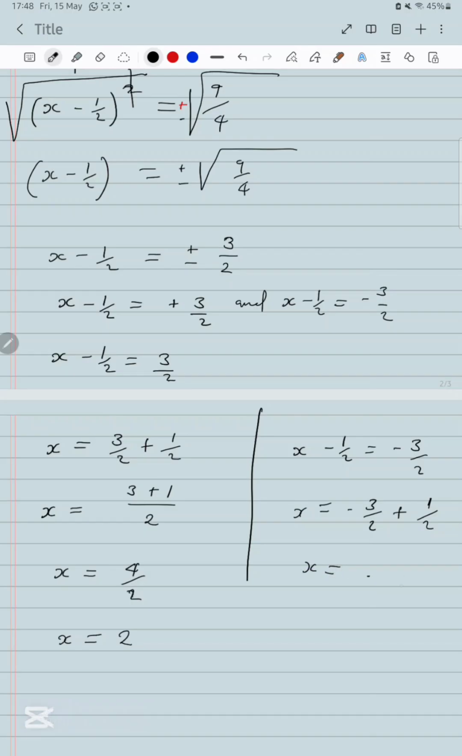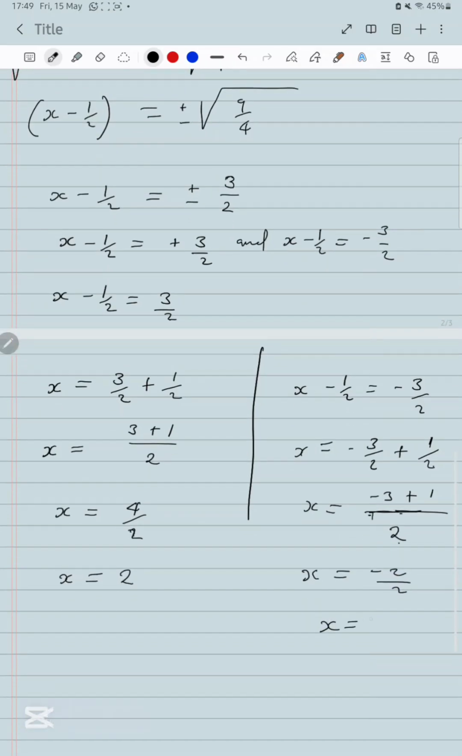let's find the common denominator. Two will be still our common denominator. So 2 into 2 is 1. 1 multiplied by negative 3 is negative 3. Plus 2 into 2, 1. 1 multiplied by 1 is 1. So x is equal to negative 3 plus 1. Negative 3 plus 1 is negative 2 over 2. Our x is equal to negative 1.